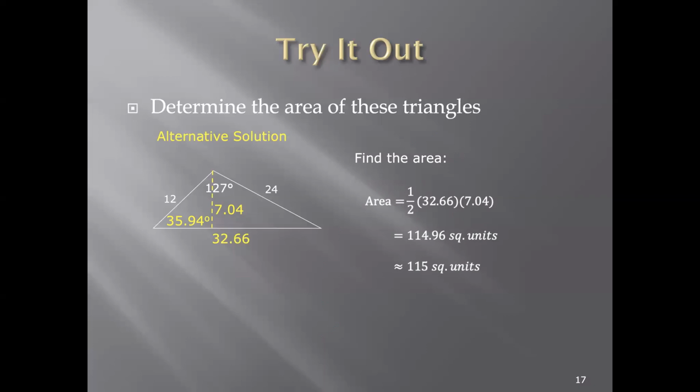Remember, there are deviations because we already rounded off our previous answers earlier. But if we approximate it to the nearest whole number, the answer is still the same, which is 115 square units. So either you use the longer solution or the shorter solution that I presented earlier.